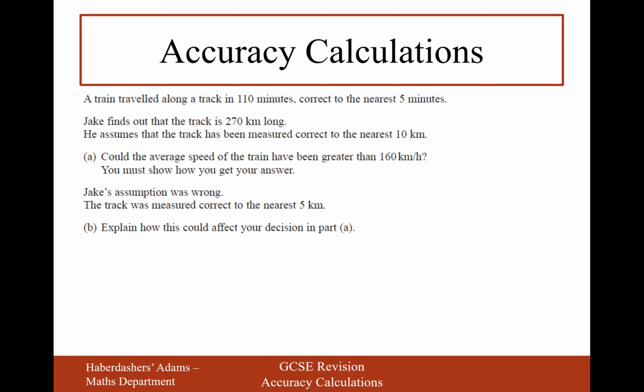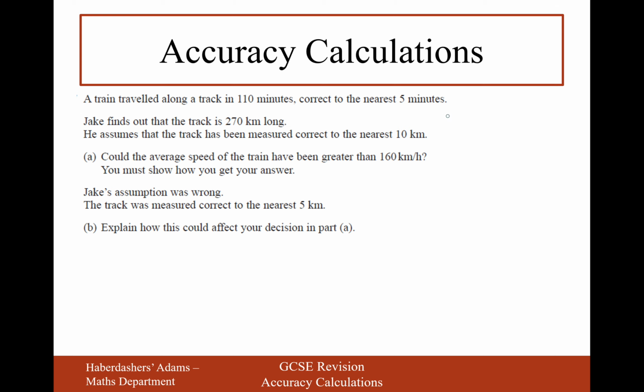Okay, so let's have a go at this question then. A train travelled along a track in 110 minutes, correct to the nearest 5 minutes. Jake finds out that the track is 270 kilometres long and he assumes that the track has been measured correct to the nearest 10 kilometres. Could the average speed of the train have been greater than 160 kilometres per hour? Show how you're working to get you to your answer.